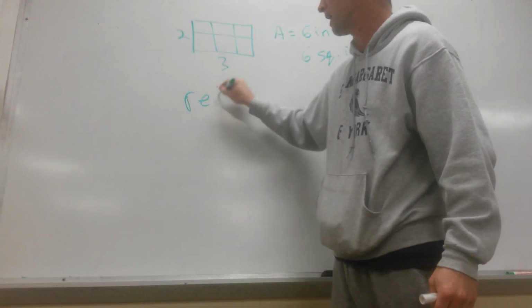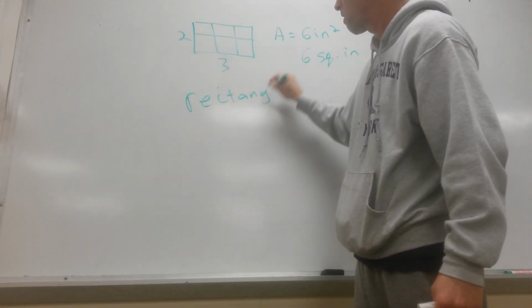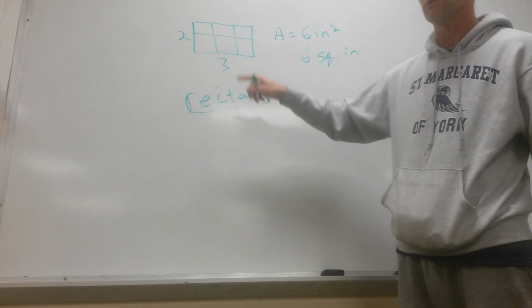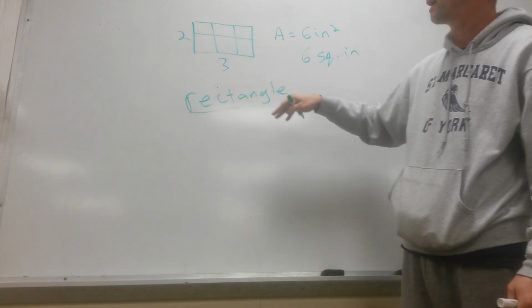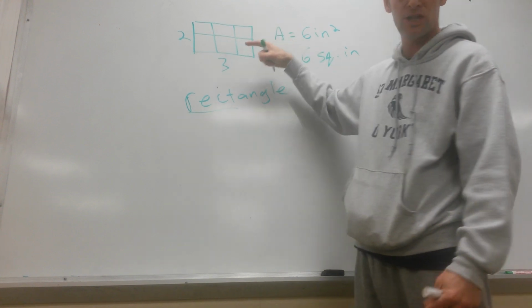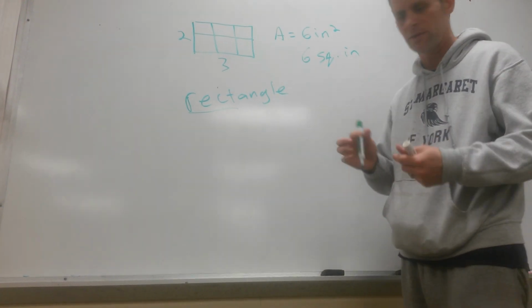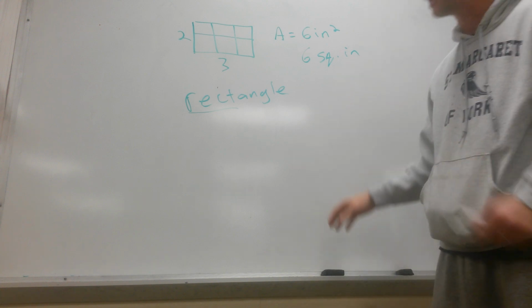And the word rectangle, the word rect means right angle. So a rectangle is a shape that has 4 right angles, okay? 4 90-degree angles. Okay, really fast, we'll just move on to the next shape.